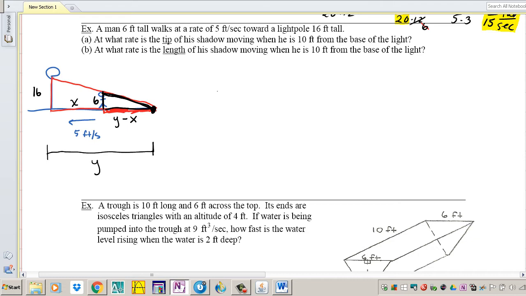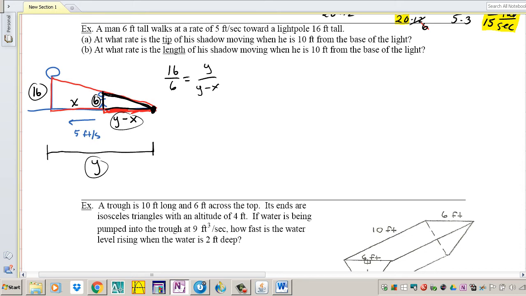Now, since we have two similar triangles, we can write a proportion. I'm going to write the heights of these triangles as a ratio, and the adjacent sides of these two triangles also as a ratio. In order for this to work, you've got to keep the ratios consistent with each other. I took the height of the larger over the height of the smaller, and then the adjacent of the larger over the adjacent of the smaller. If you mix up the ratio, then you'll have a wrong answer.